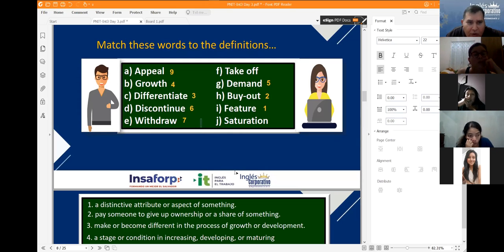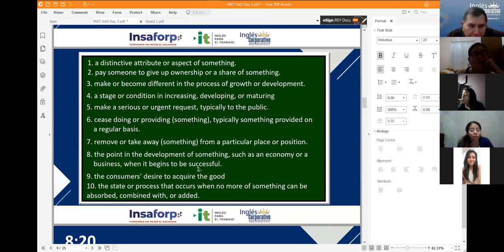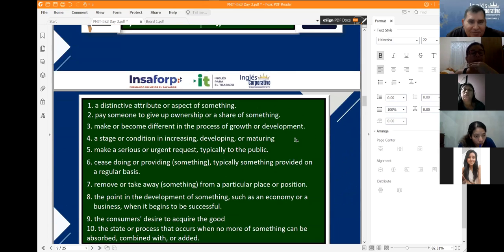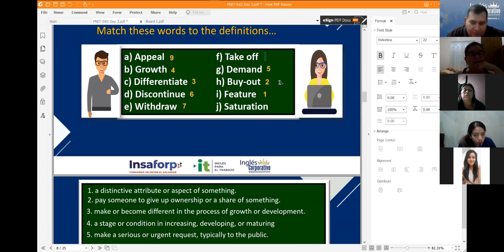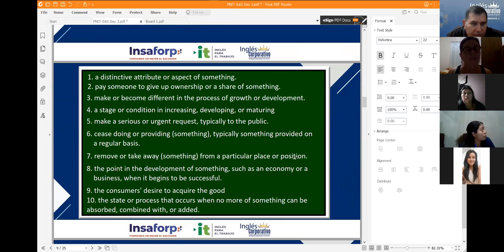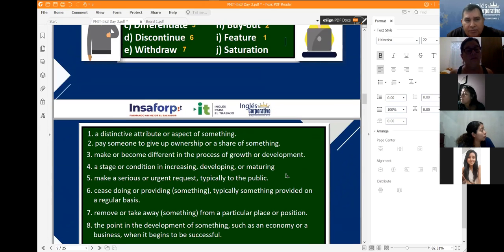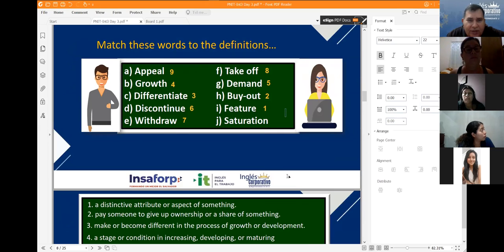Withdraw. Number eight, the point in the development of something such as an economy or a business when it begins to be successful. Rosita was explaining about an airplane. Oh, this is takeoff. That's takeoff. Number eight. Then, the consumer's desire to acquire the good. Desire. What is that?